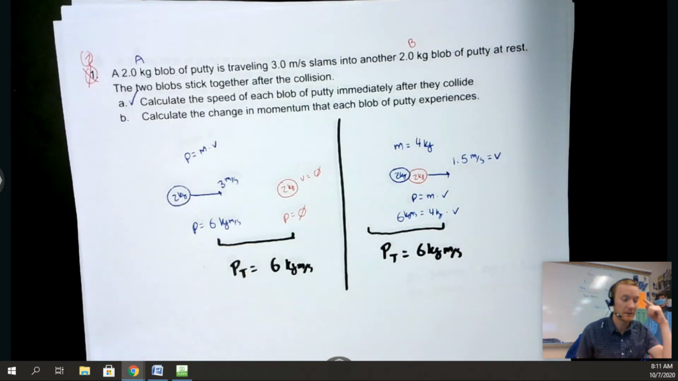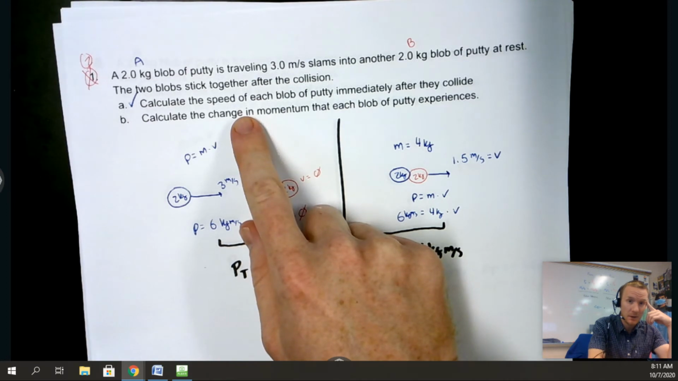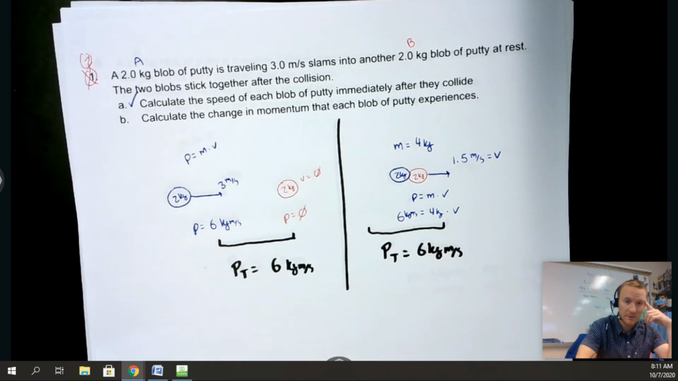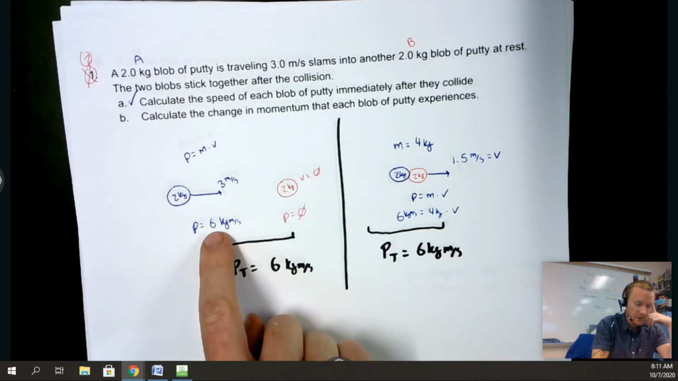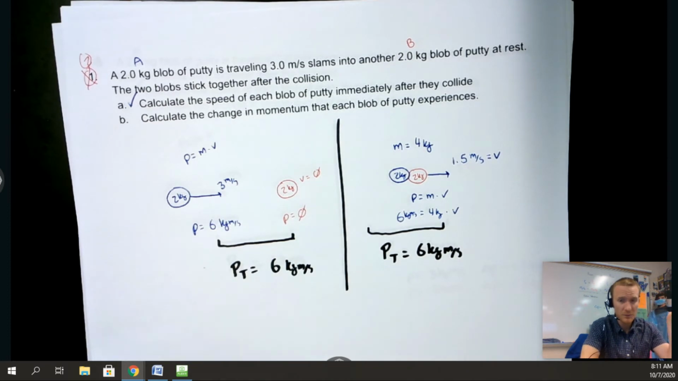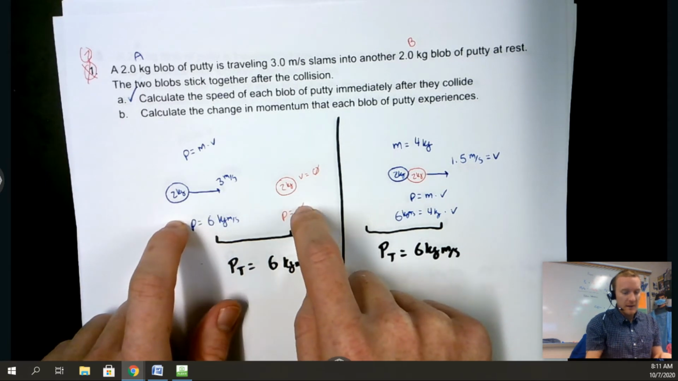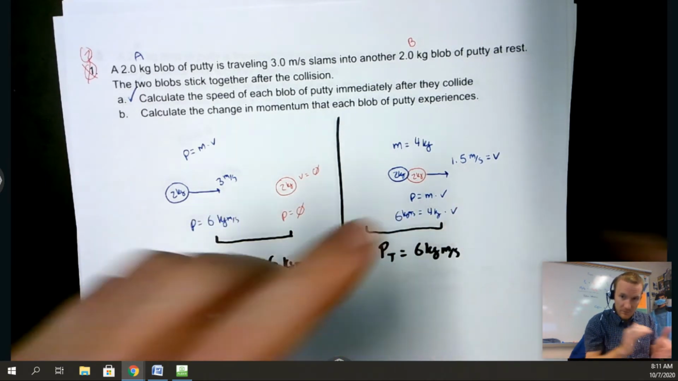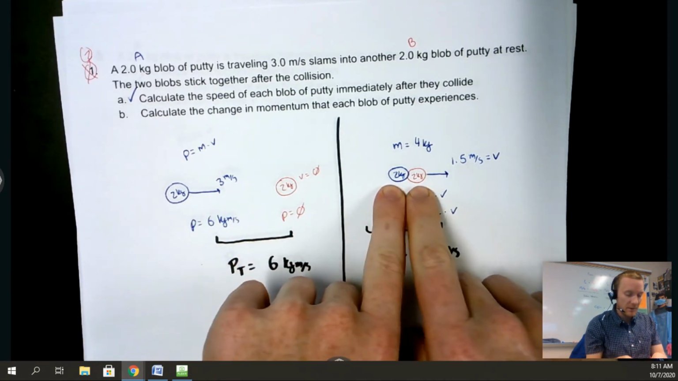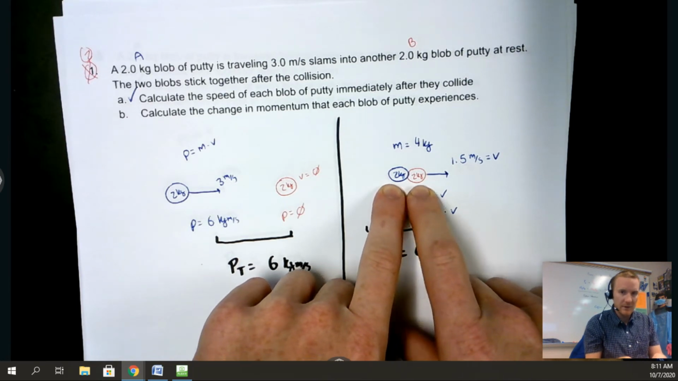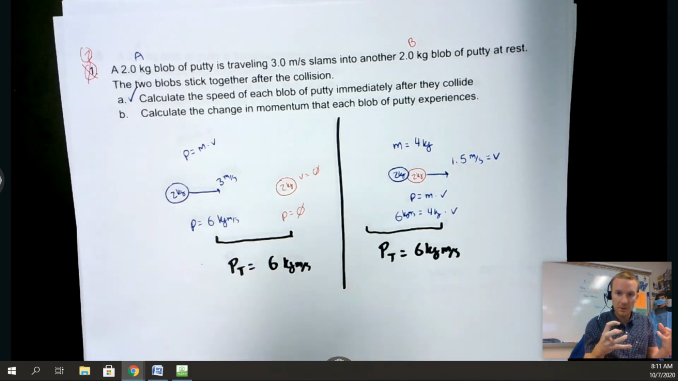Next bit is calculating the change in momentum that each blob of putty experiences, right? So we want to figure out what's the change from before to after. Well, this is where it can get a little bit tricky, because before we were looking at these blobs independently, and then after we were looking at these blobs together. But notice how I've drawn my blobs as kind of their own unique blob, right?